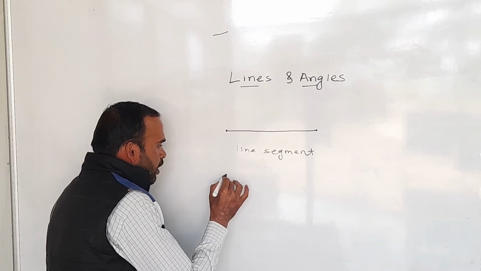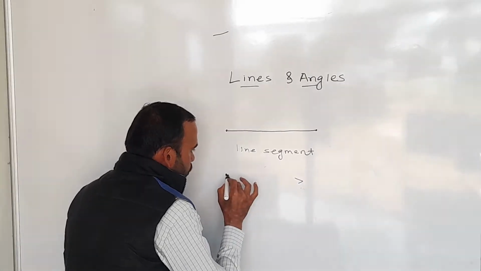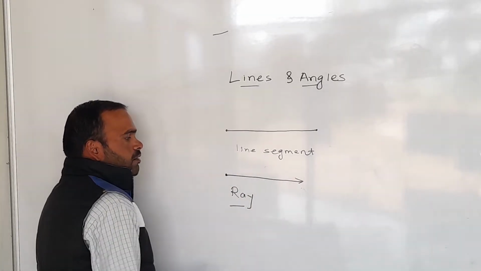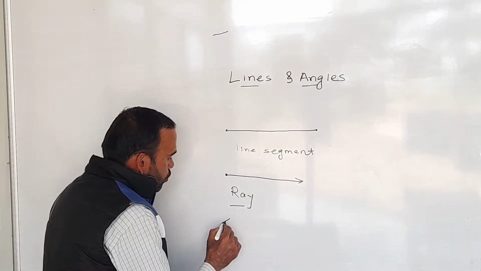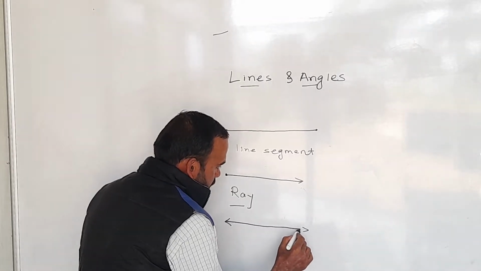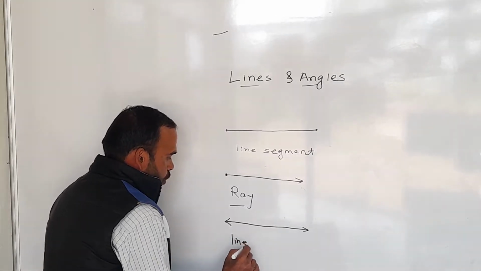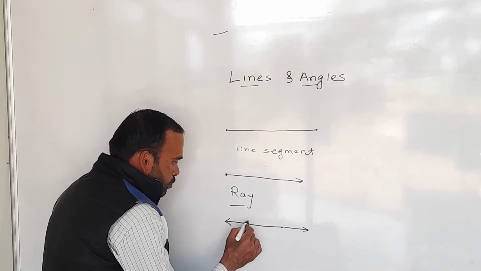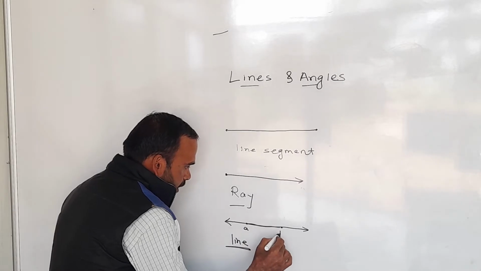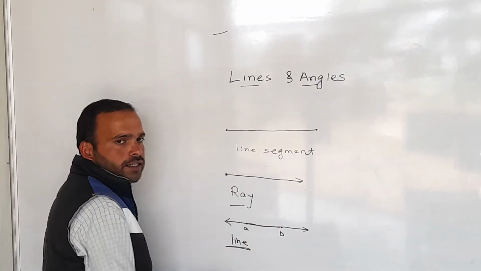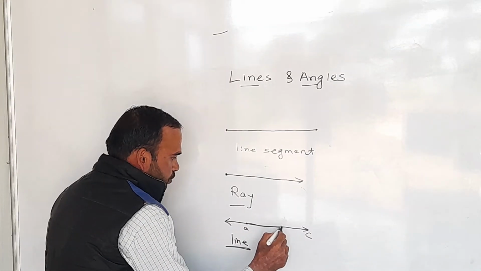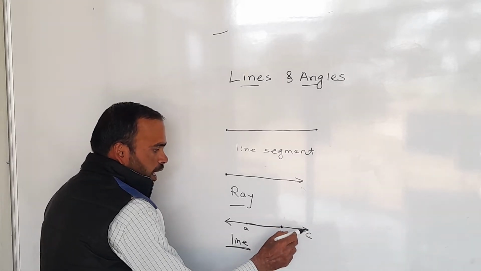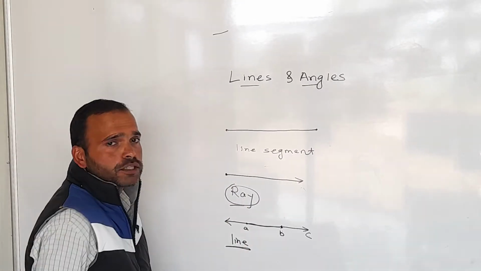Now if one endpoint is connected to an arrow, this element is called a ray. So this is a line segment, and this is called a ray. And if two arrows are connected by a straight part, this element is called a line. From this line, if I take two points, let's say this is A and this is B, this is the line segment I have drawn here. If I take these two, this point called B and this arrow called C, this part which has one arrow and one point is called a ray. So this is the concept of a line.